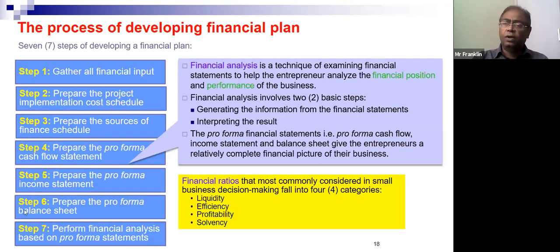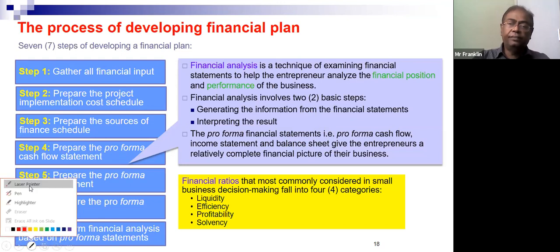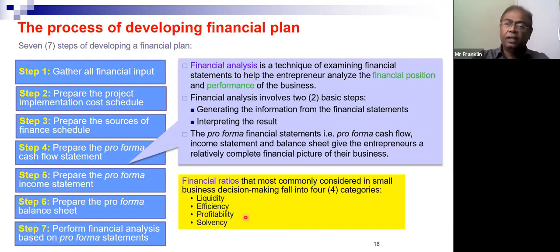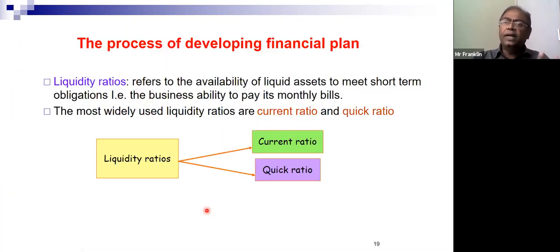Liquidity ratio. Let me see. Liquidity ratio, efficiency ratio, profitability, and solvency. Okay. Now I'm going to run through this because it's a bit too deep for you all maybe, is it? But you need to understand a little bit about this. Liquidity ratio, there are two types: current ratio and quick ratio. Liquidity ratio will tell you if the company goes bankrupt, they have cash or not.